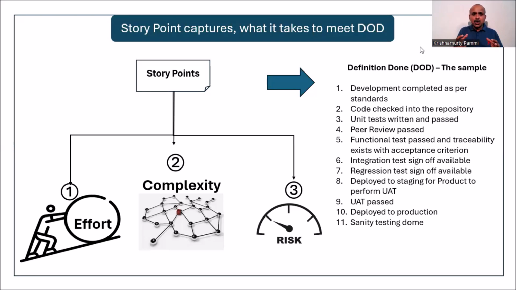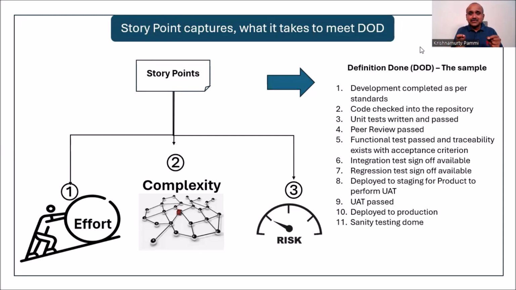Story point is all about whatever it takes for the development team to meet the definition of done. In the process, there is an effort, there is a complexity, there is a risk. So all the three together will capture the temperature, the mood, and the whole outcome of the particular effort. So story points capture effort, complexity, and risk. Now, if you equate story point only with effort, this means you are doing injustice, my friends.